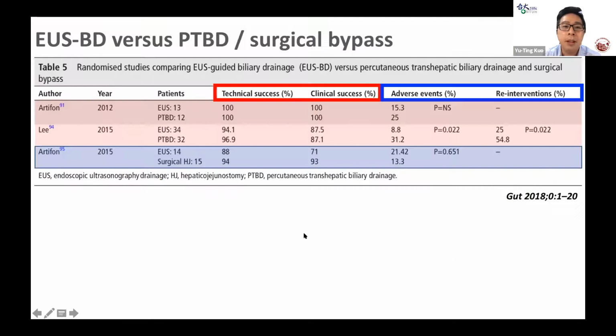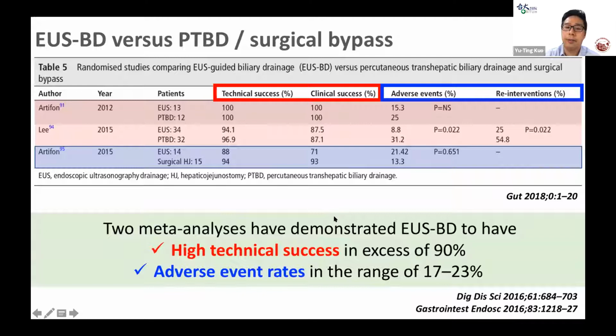Up to now, there are not many randomized controlled trial papers comparing EUS-BD versus traditional percutaneous or surgical bypass. Only three papers compare EUS-guided drainage with the percutaneous approach. They show comparable technical and clinical success rates, and some papers find that the adverse events with EUS guidance are lower than percutaneous. Only one paper compares EUS guidance with surgery, and it also finds similar adverse events and success rate, but that paper is from around 6 years ago. The meta-analysis also highlights that EUS-guided biliary drainage has a high technical success and acceptable adverse events in experienced EUS endoscopists.